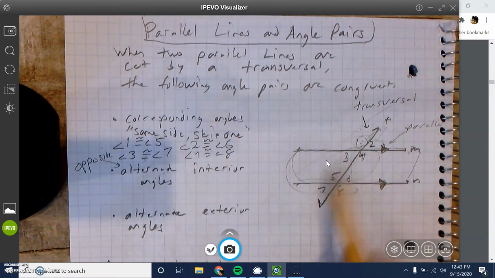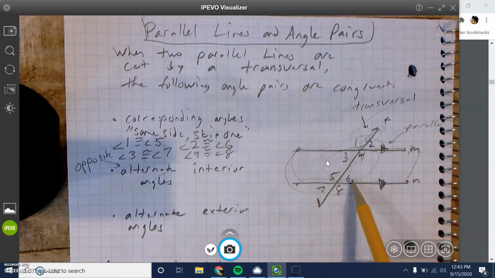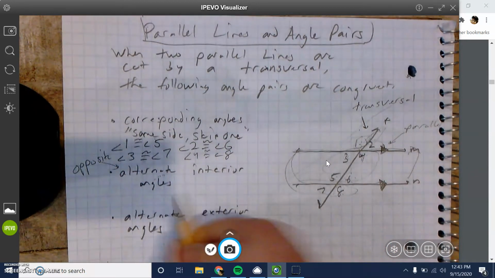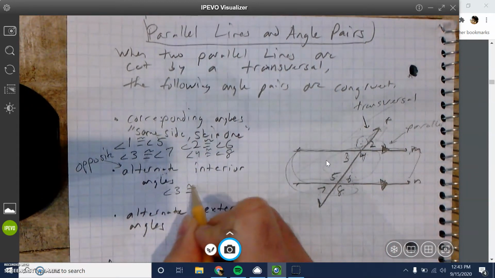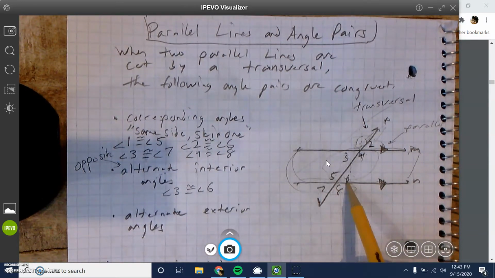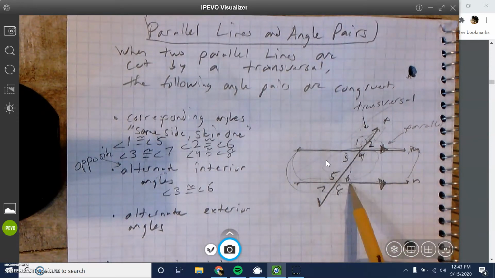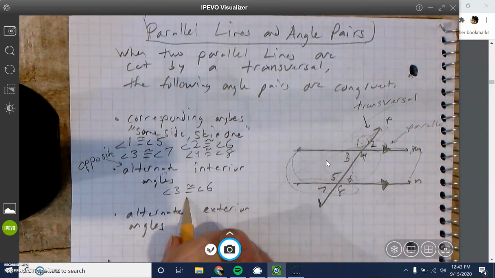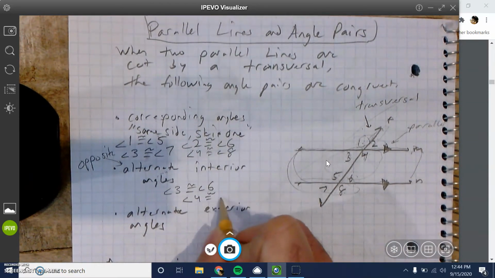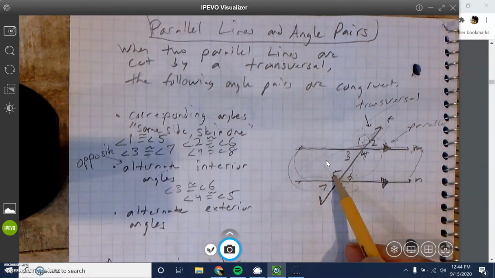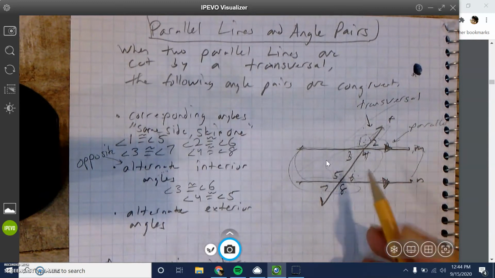So alternate interior. So here's my interior again. So 3 is congruent to 6. It's opposite side of the transversal, and it's on the interior of those parallel lines. So angle 3 is congruent to angle 6. So if this were 40 degrees, that also would be 40 degrees. If that were 50 degrees, that would be 50 degrees. Or 51, or whatever it might be. Next, what is the other pair? Angle 4 is congruent to angle 5. Yeah, if this were 120, that would be 120. If this were 123, that would be 123, etc.